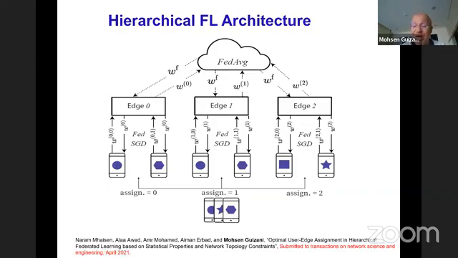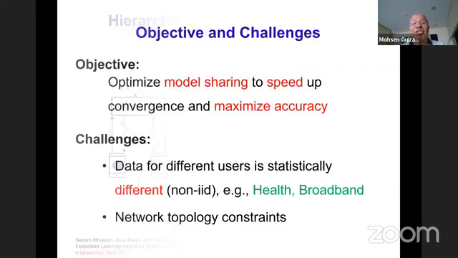and the hierarchical situation, its objective and challenges. Its objective is to optimize the model sharing to speed up the convergence. The objective is to reach convergence, to reach a collective wisdom as soon as possible. So the objective here for hierarchical federated learning is to optimize the model sharing to speed up the convergence process and maximize accuracy, because accuracy is important in this situation. We want to maximize accuracy in a short period of time, because we want to learn about these models as soon as possible.